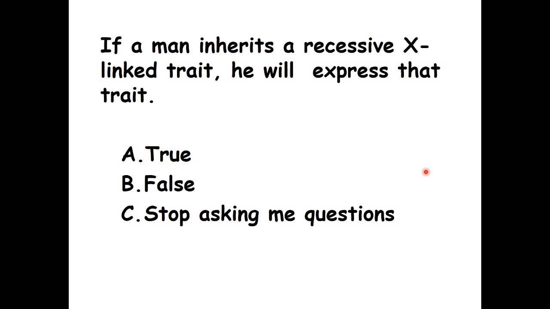So we have mostly B, and why is it mostly B? B is incorrect. A is correct. Remember, a man only has one X chromosome. So recessive X-linked trait means that the recessive gene is on the X. Since there's no other X, the man has to express that recessive gene if it's located on X. So the answer is A.